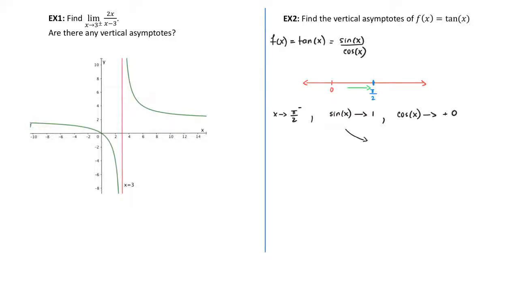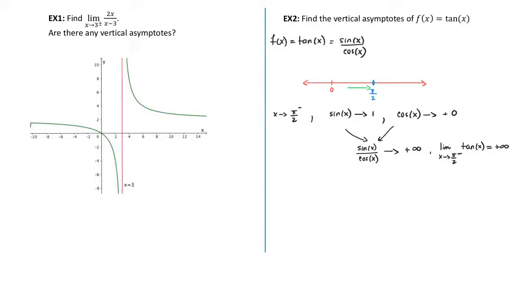So when we put the numerator and denominator together, sine x over cosine of x, this ratio is going to be approaching positive infinity. Again, that really means that the limit as x approaches pi over 2 from the left of the function tangent of x will be positive infinity. And this alone already declares x equals pi over 2 a vertical asymptote.